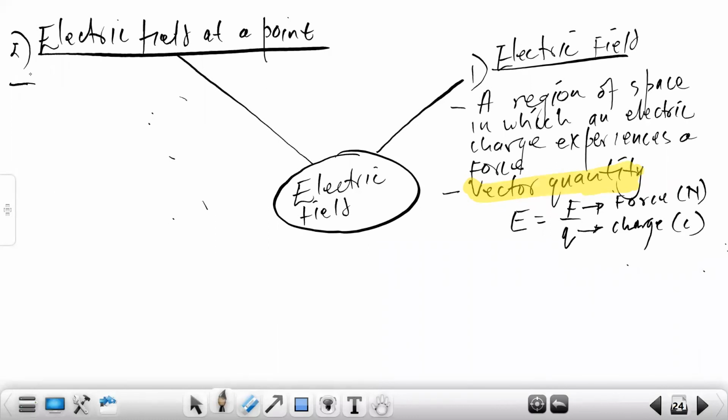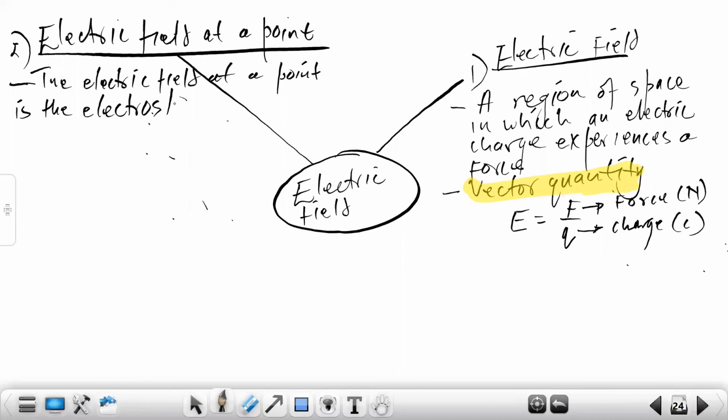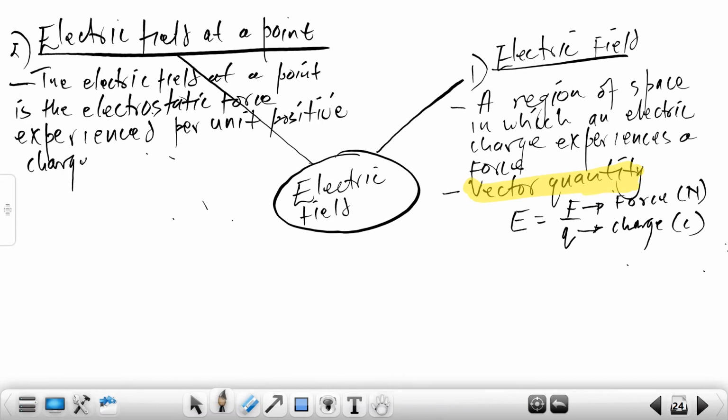So we say now the electric field at a point is the electrostatic force experienced per unit positive charge at that point.